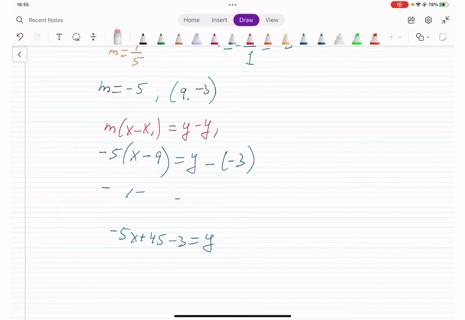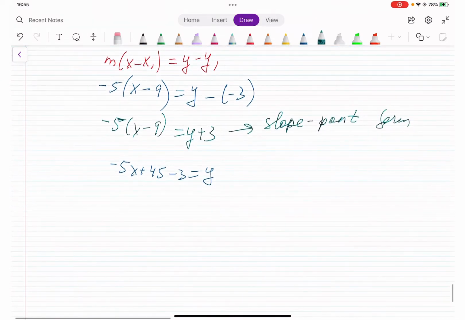Let me rewrite, I forgot, we need to show it in point-slope form. So the point-slope form is going to be -5 times (x minus 9) equals y plus 3. Okay, slope point form, or point-slope form.